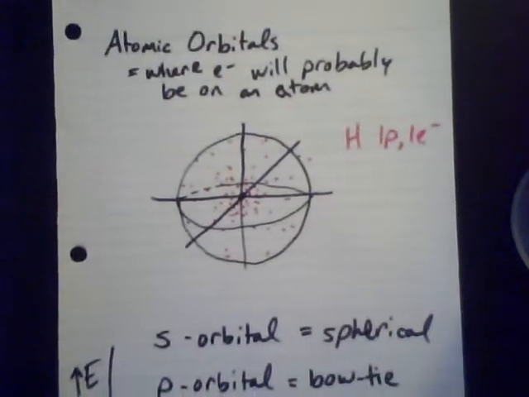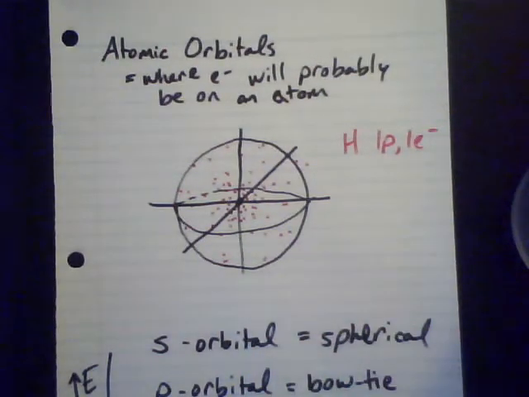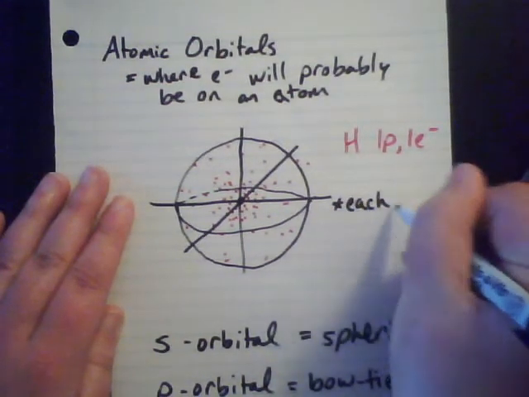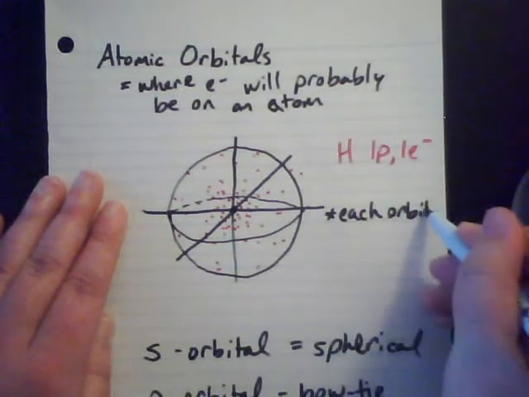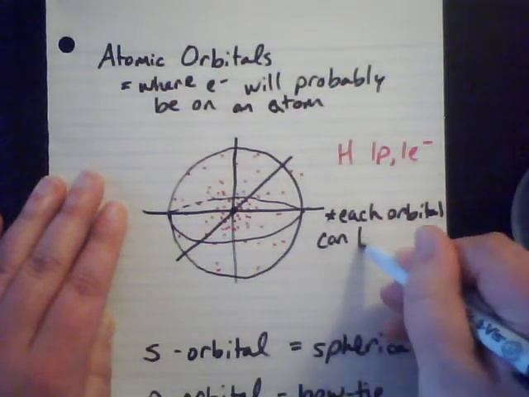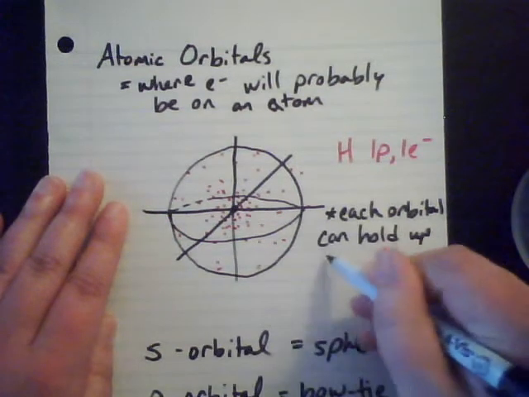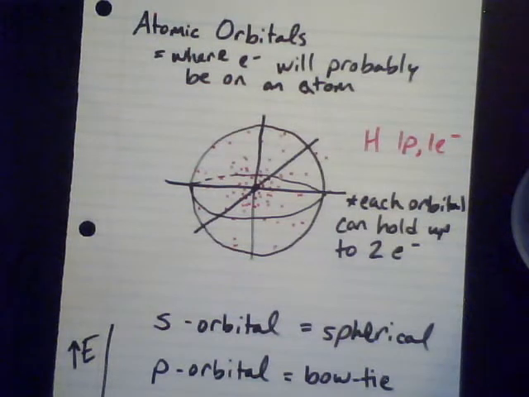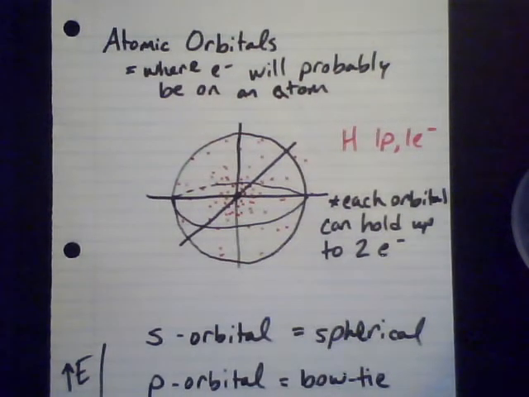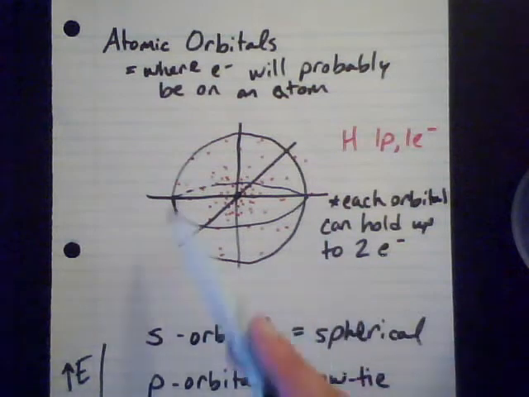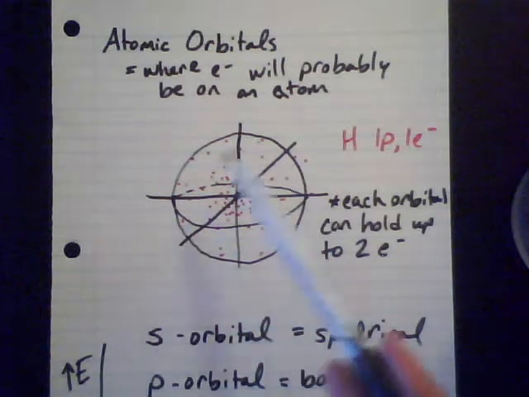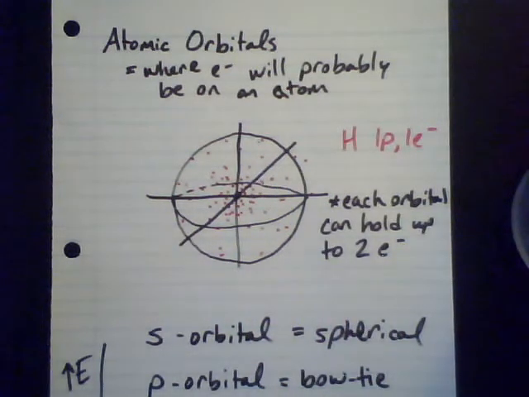Now each of these orbitals, each shape, can hold up to 2 electrons. So each orbital can hold up to 2 electrons. And so within this spherical shape, within this s orbital in shell 1, let's say, so a 1s orbital, I can have 2 electrons in it. And it's going to be important in a second.